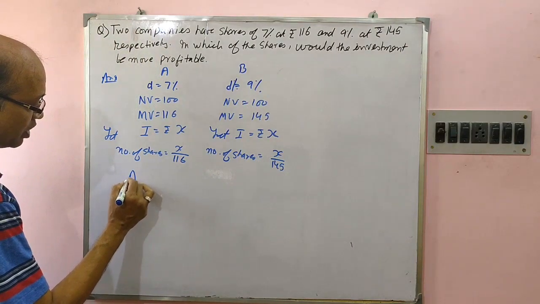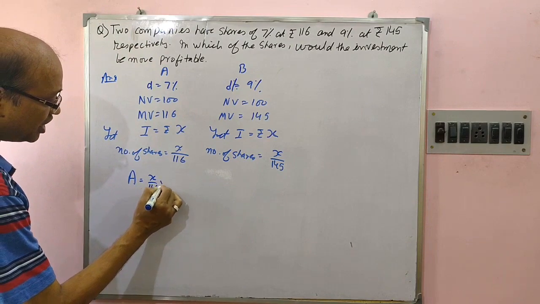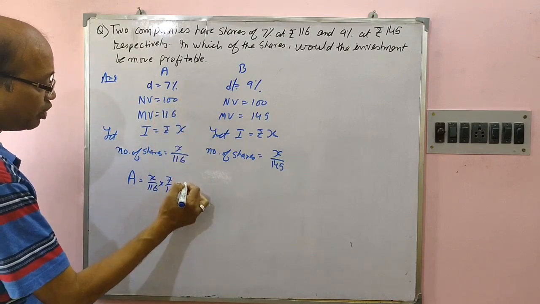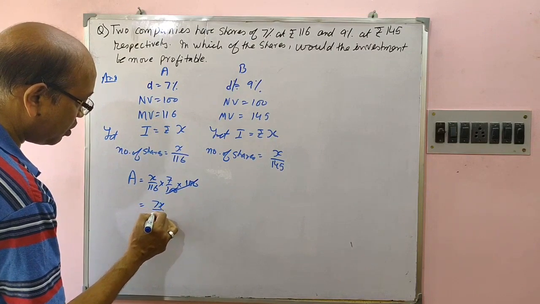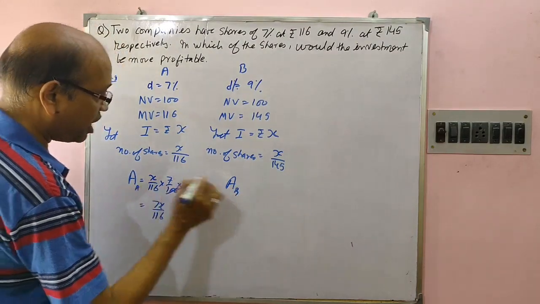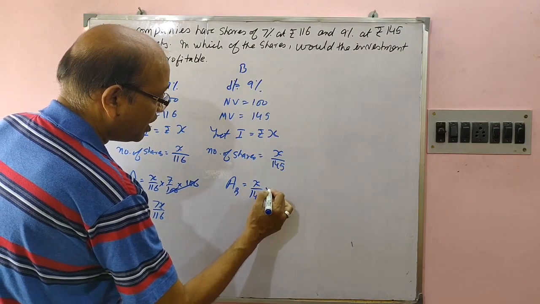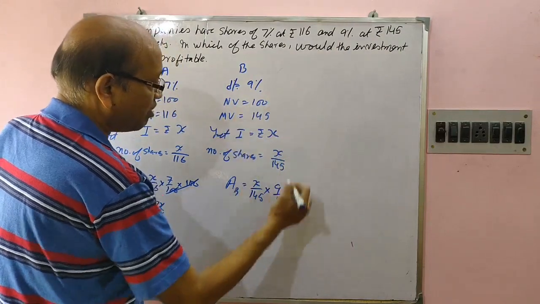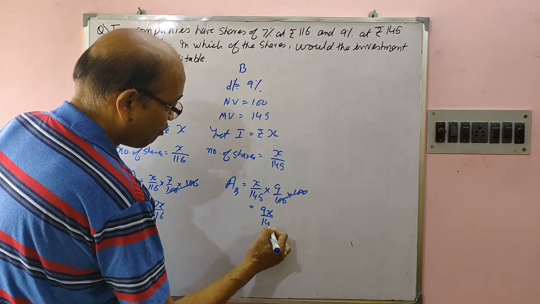Now you have to find the annual income. What is annual income? Number of shares, that is X by 116, into D percent, 7 by 100 into nominal value 100. So I get 7x by 116. Here what is the annual income? Annual income of B: number of shares X by 145 into 9%, 9 by 100 into nominal value 100. So I get 9x by 145.